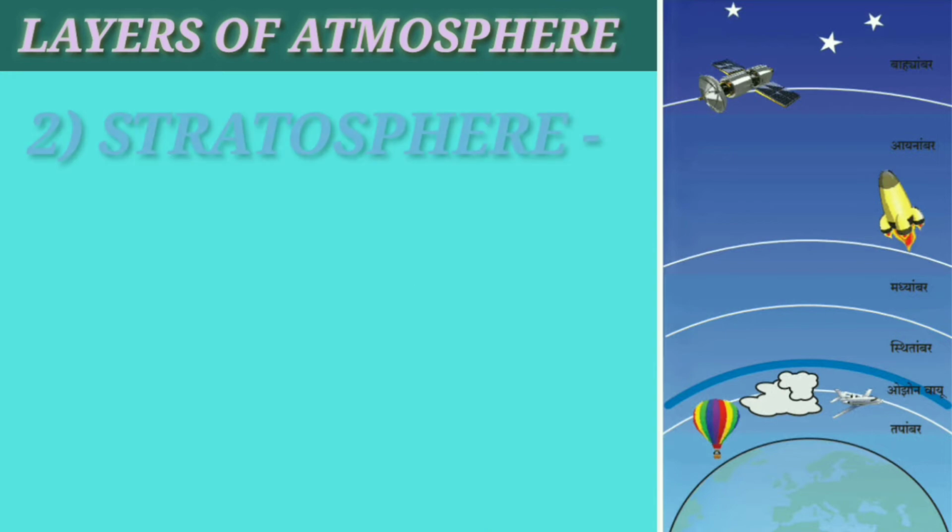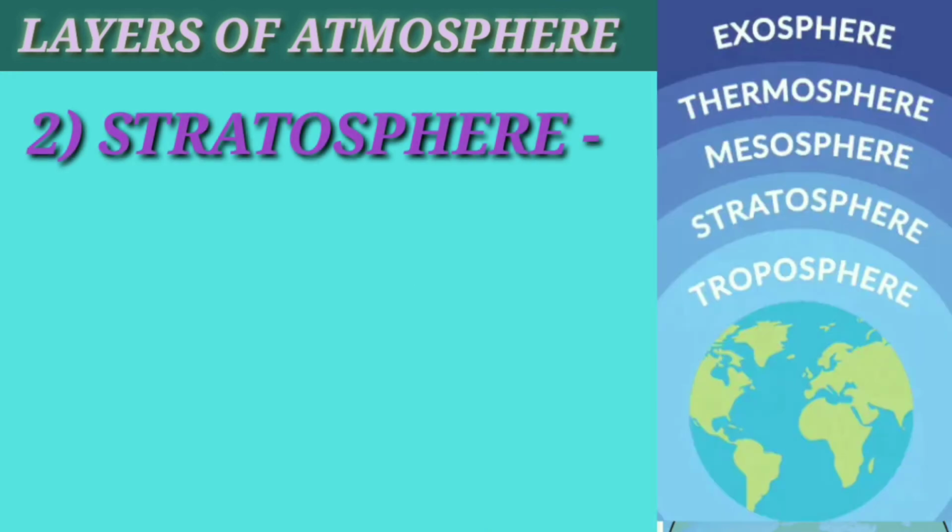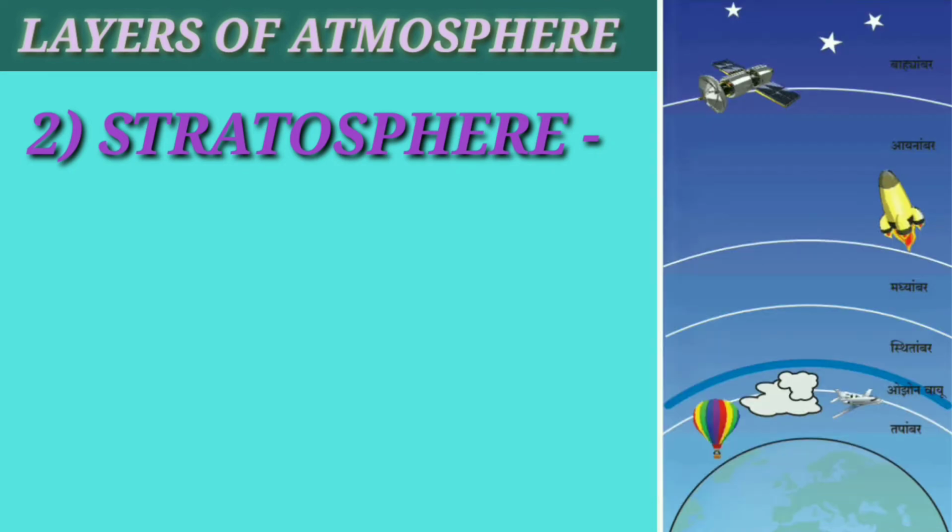Number 2. Stratosphere. Beyond the troposphere, up to a height of about 50 km from the Earth's surface, is the layer of air called as stratosphere. The layer of atmosphere from 13 to 50 km is called as stratosphere. Stratosphere is second layer of our atmosphere.